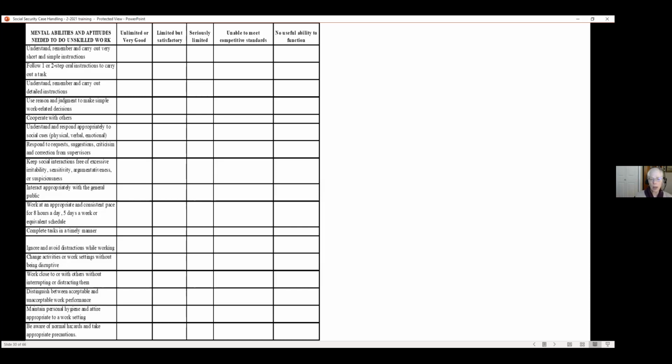And if you ask a vocational expert, they will say that every job has an expectation that you do a certain amount of things in the job.